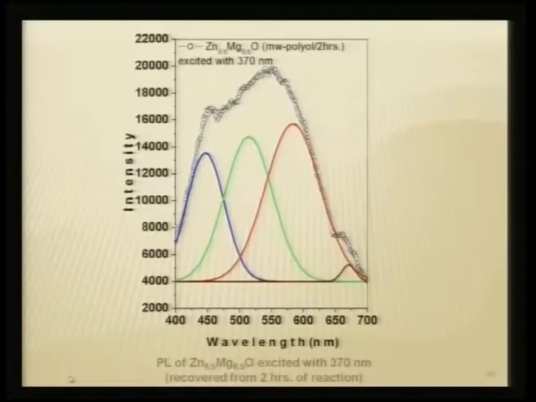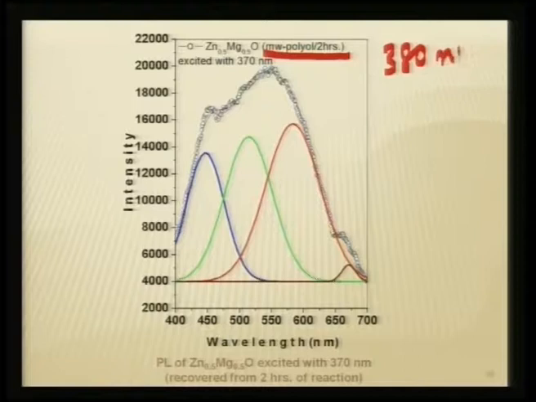Now, as a case, suppose we take this achievable zinc magnesium 50-50 alloy. As I told you, the polyol synthesized zinc oxide powders are showing very low defect concentration, and also you get the 380 nanometer emission peak much more.